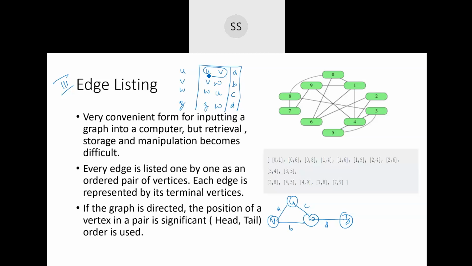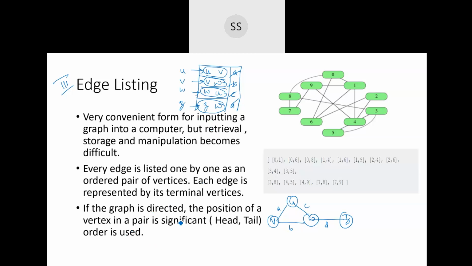This is the first one, this is the second one, this is the third one, this is the fourth one. So these are the edges. You don't write it as A, B, C, D. Instead of that, you will write it as a pair. Every edge is listed one by one as an ordered pair of vertices. Each edge is represented by its terminal vertices. So you have an array where each element is a pair of vertices.